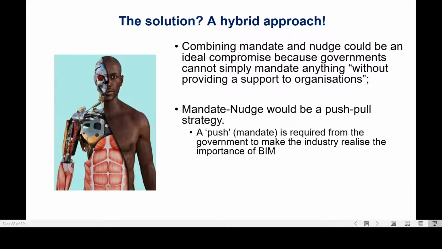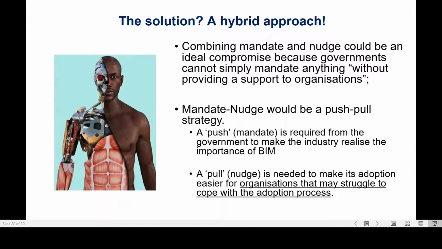The push is the mandate, where you're pushing people to do certain things and making the industry, for example, appreciate the importance of BIM. You can push it down their throats. But the pull is to get them to want to adopt BIM technology. For those that may struggle with the adoption process, you can pull them up by giving them subsidies and helping them out when they're stuck with certain costs or issues that are making life difficult for them, especially the SMEs.